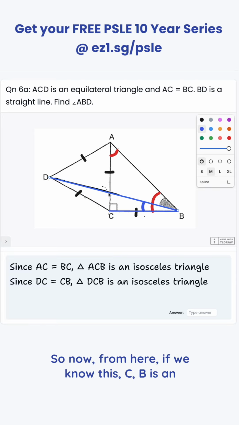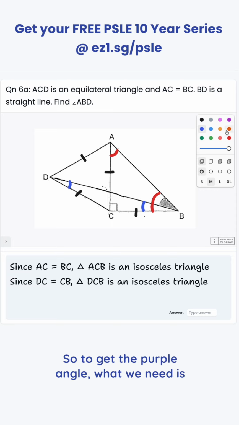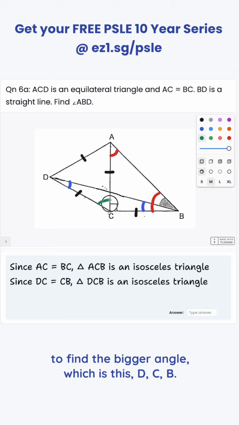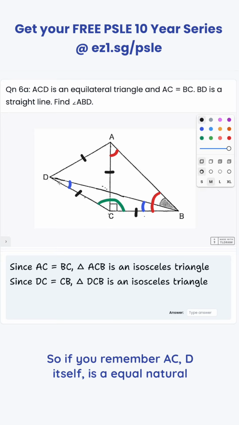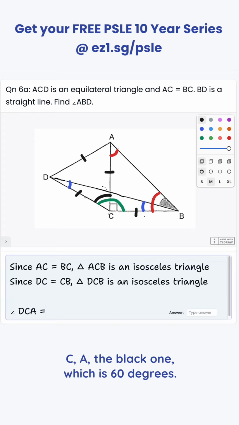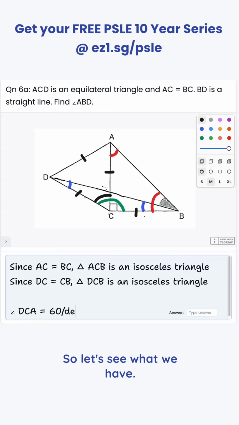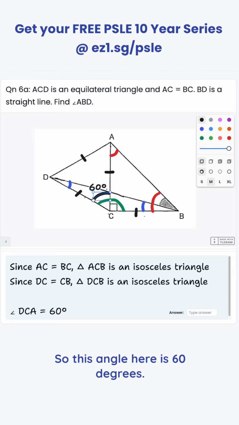Now, if we know DCB is an isosceles triangle, we can get this purple angle as well. To get the purple angle, we need to find the bigger angle, DCB. Can we find DCB? If you remember, ACD is an equilateral triangle, and that means angle DCA, the black one, is 60 degrees. So this angle over here is 60 degrees.